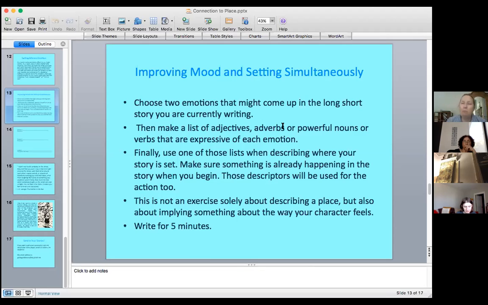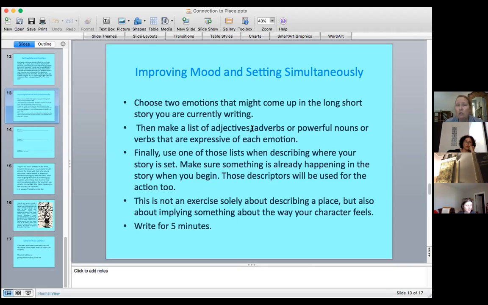So the description of the way the verb is happening, that's the adverb. Finally, use one of those lists when describing where your story is set. Make sure something's already happening in the story when you begin. Those descriptors will be used for the action too. So to kind of summarize that, right?